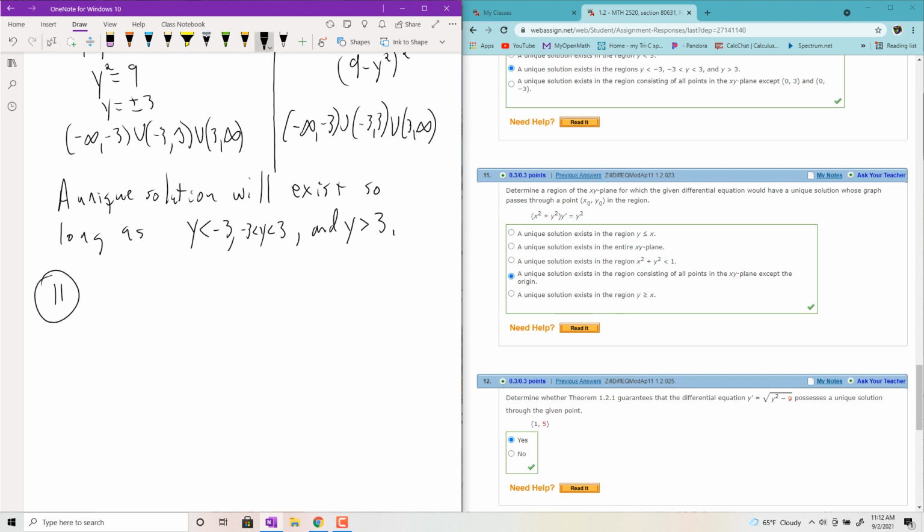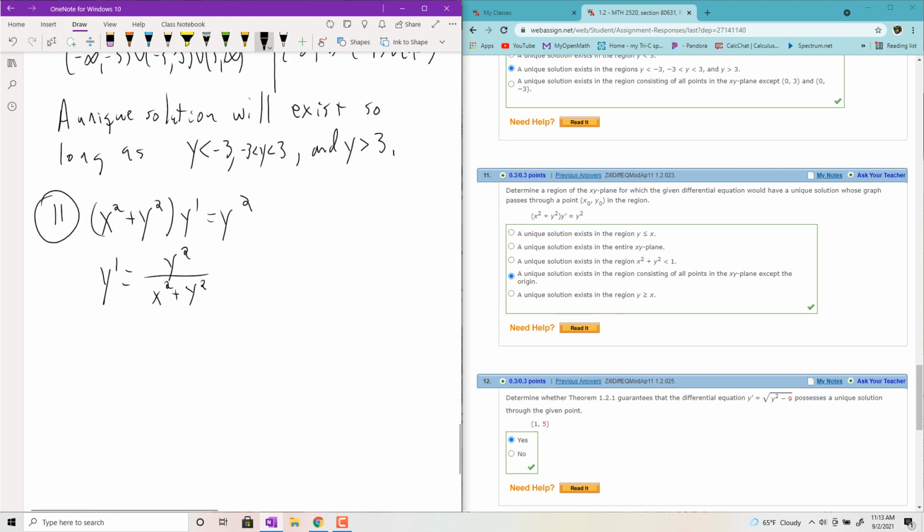This is number 11. x squared plus the same kind of problem, I guess. y prime equals y squared. So our y prime, which is the f of x, y, will be y squared all over x squared plus y squared. Okay. We're worried about continuity again. The only place where you're going to have an issue with continuity with this expression would be when both x squared and y squared are equal to 0. So we're kind of looking for where that happens. The only place that happens is at the origin. Okay, so (x, y), I guess if you wanted, you say can't equal (0, 0).